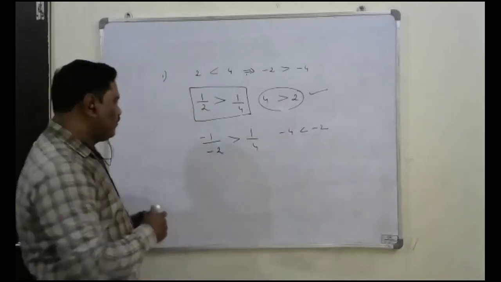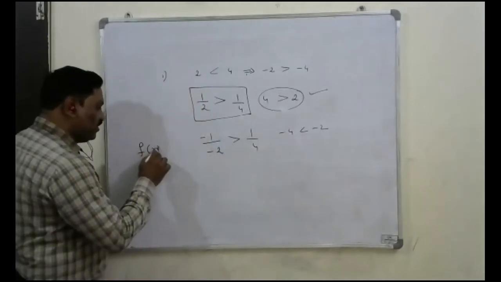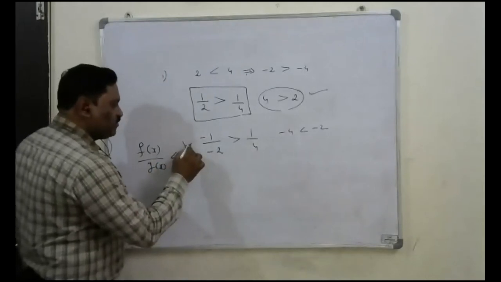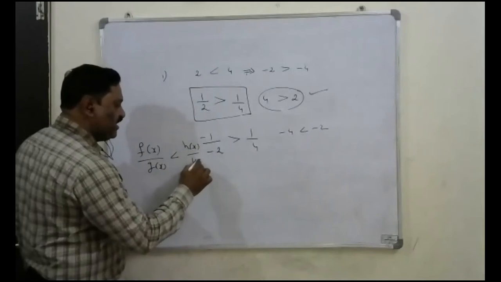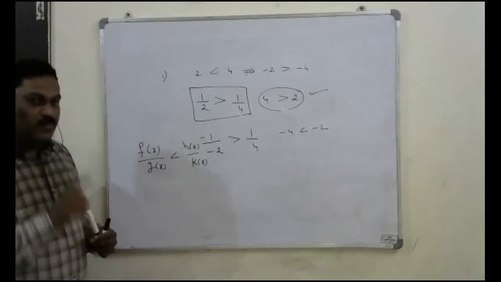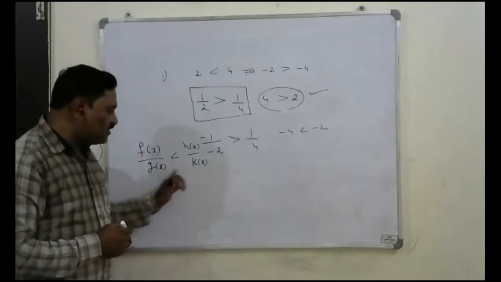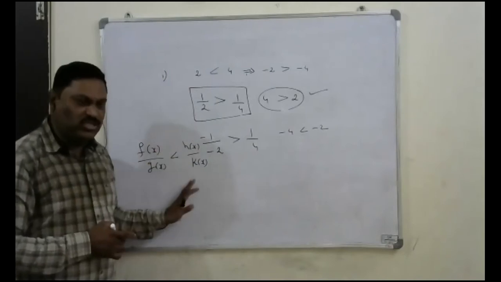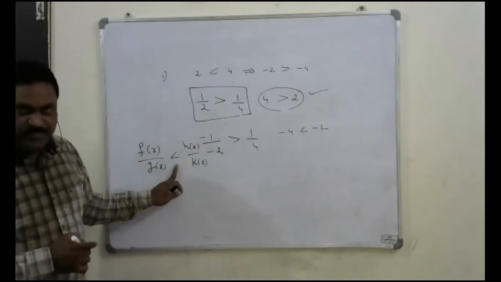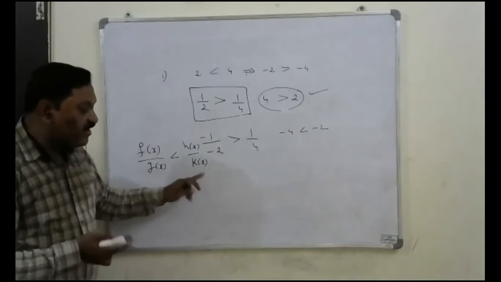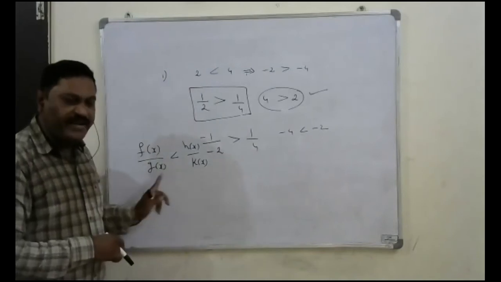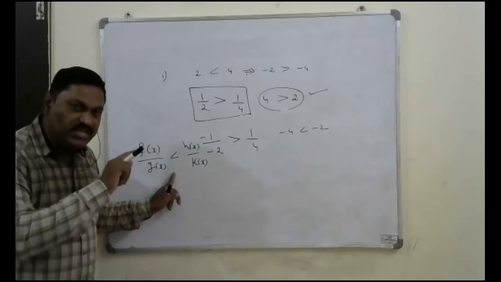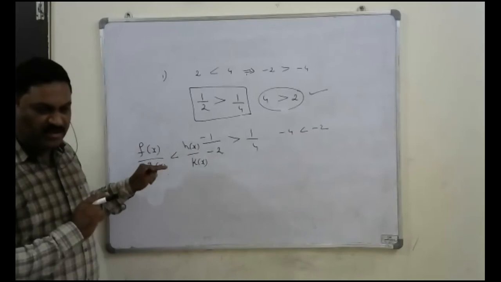Understand? Suppose you have this function like that, f of x by g of x is less than h of x by k of x. Suppose the inequation is there like that. Suppose clearly if you know that this g of x and k of x both are positive, then directly we can do the cross multiplication without changing this inequation. Suppose if you know that both have the negative sign, then also we can do the cross multiplication, but we have to change the inequation. Less than becomes greater than, right?